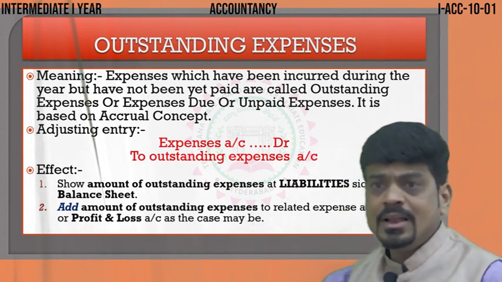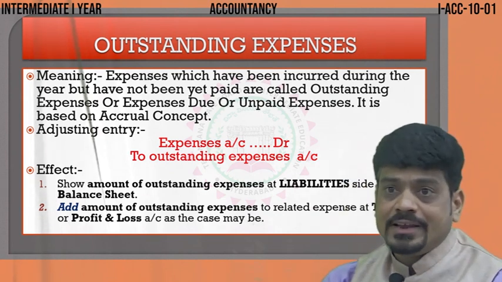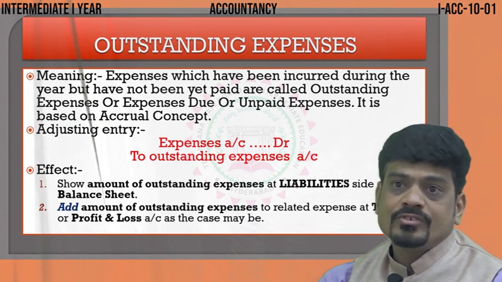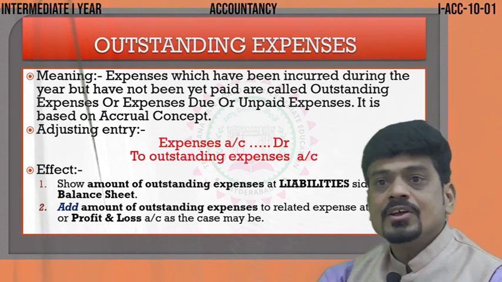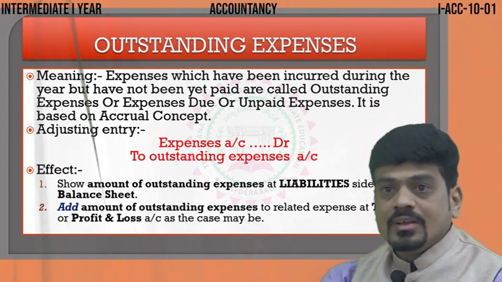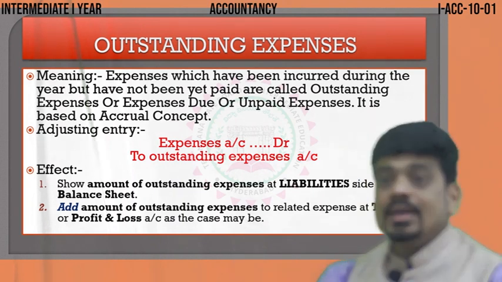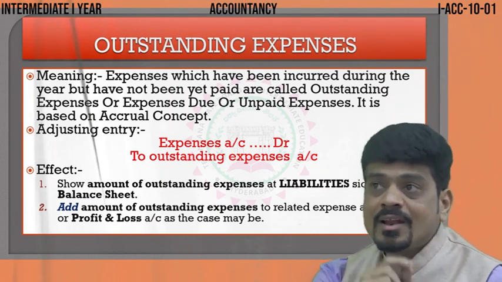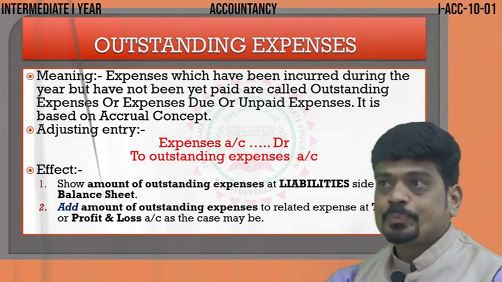Say for example, if I say wages outstanding, what is the entry then I'll write? Wages account debit to outstanding wages account. Then I'll show it in the liabilities and I'll add it to the wages. Where are wages? In the trading account.